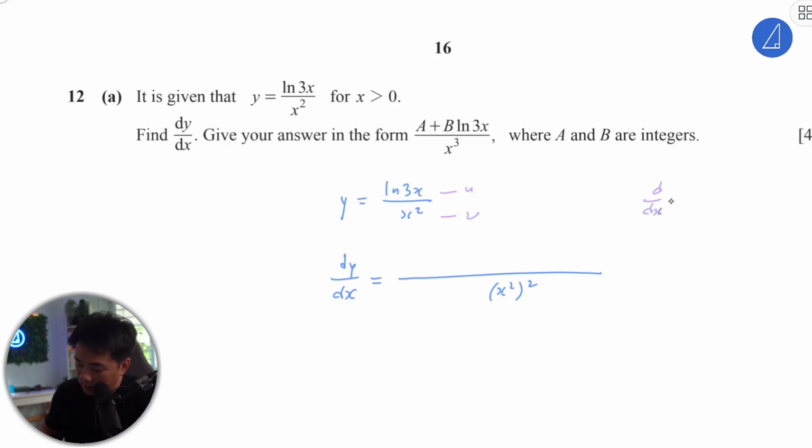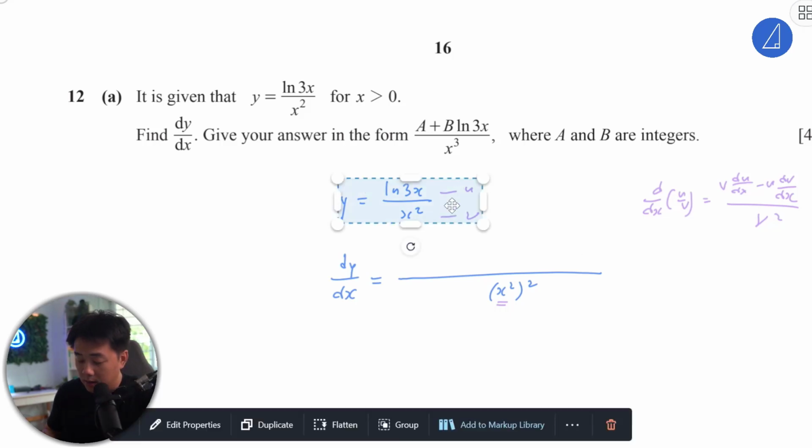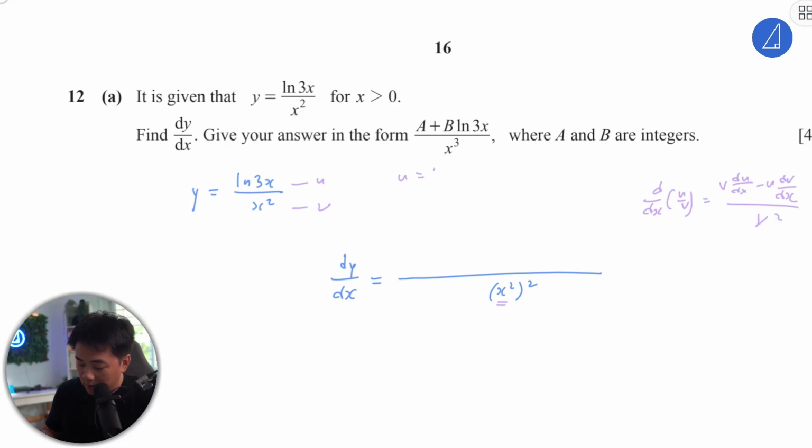d/dx of u/v, you have v du/dx minus u dv/dx, over v squared. So this is your v, the denominator is v, and the numerator is your u. So u equals ln 3x. du/dx will be 1 over 3x multiplied by 3. Remember to multiply by 3. I think some students will forget to multiply by 3, then this will be 1 over x. Then v is x squared, dv/dx is just 2x.